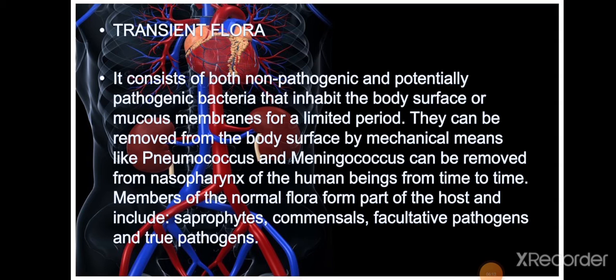Next is transient flora. It consists of both non-pathogenic and potentially pathogenic bacteria that inhabit the body surface or mucous membrane for a limited period. They can be removed from the body surface by mechanical means. Pneumococcus and meningococcus can be removed from the nasopharynx of the human being from time to time. Members of the normal flora form part of the host and include saprophytes, commensals, facultative pathogens, and true pathogens.